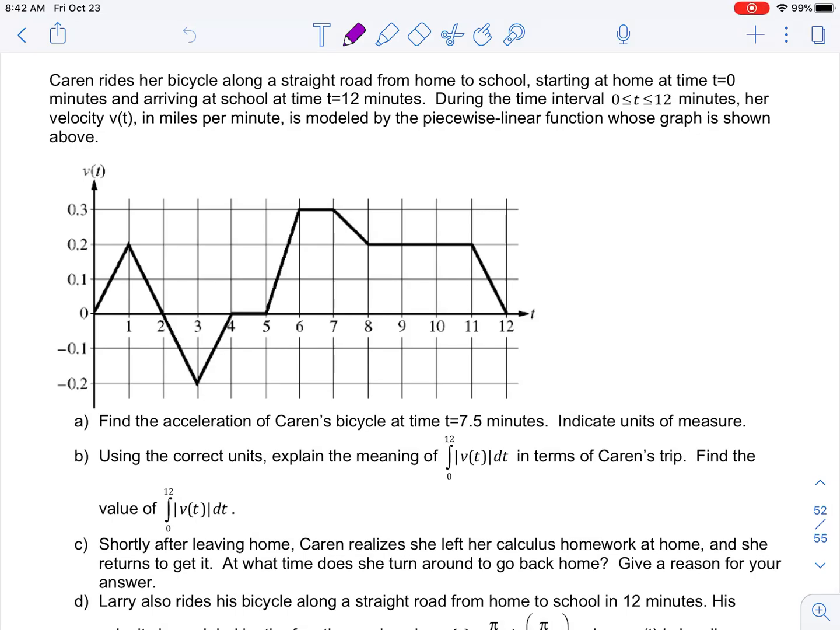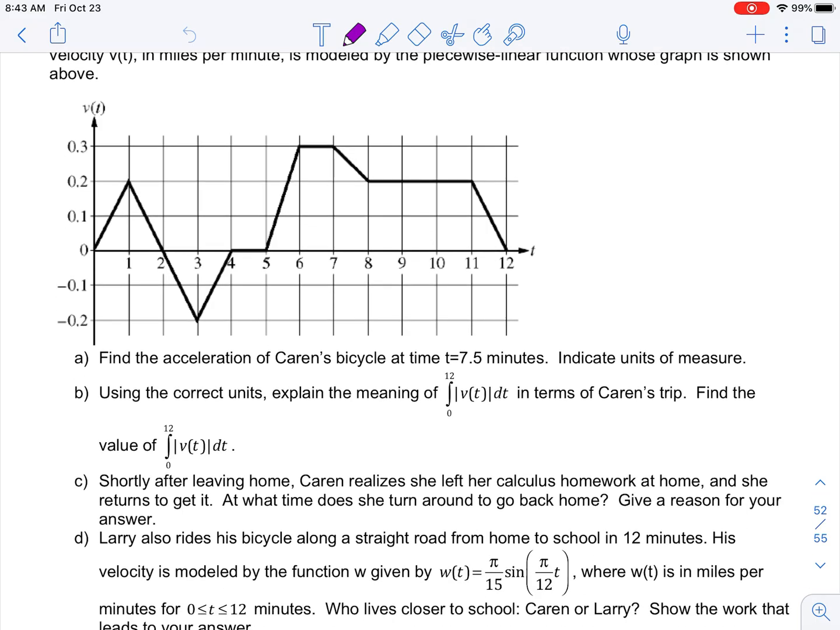Okay, this says that Karen rides her bicycle along a straight road from home to school. So she's going forwards and backwards, starting at home at time 0 minutes, and she arrives at school 12 minutes later. During that time interval, this graph represents her velocity in miles per minute, and it's basically a piecewise function. It's just a bunch of lines.